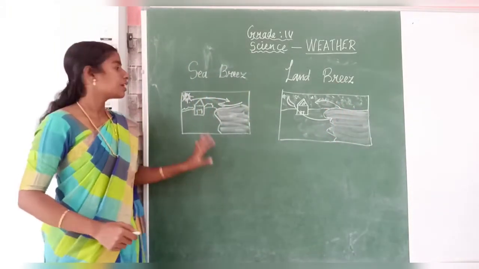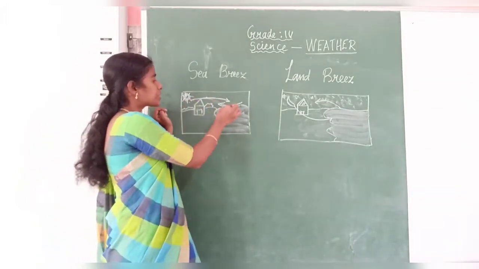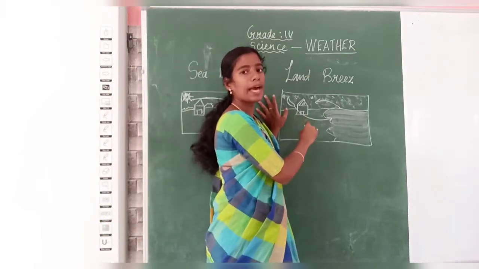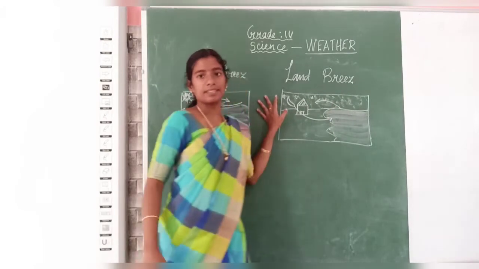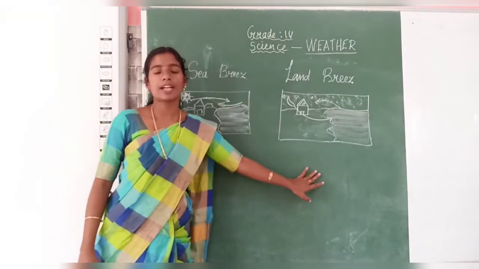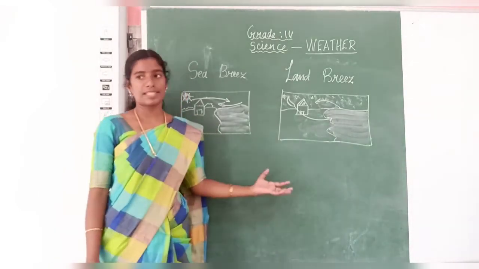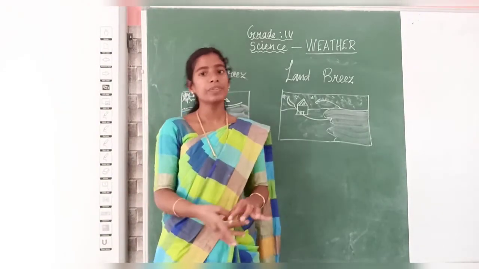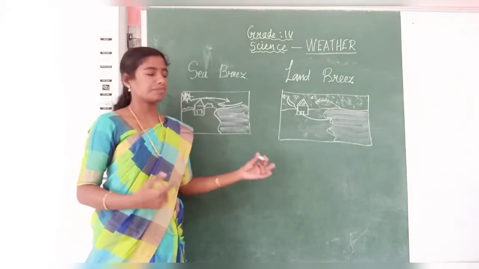Once again, in sea breeze, the cool air moves from sea to land. In land breeze, the cool air moves from land to sea. This is nothing but sea breeze and land breeze. Actually, the sea breeze and land breeze occur in coastal areas, that is, near the sea. When we have oceans near our home, this occurs. This is also a weather.